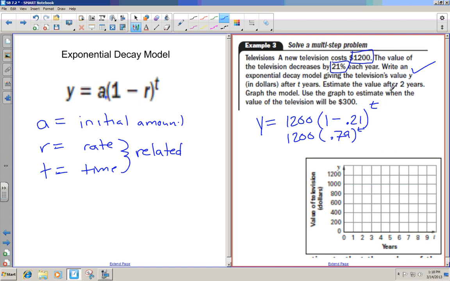Estimate the value after 2 years. 2 years is time, percent per each year. So those are related. So now simply put a 2 in for the equation. 1200, 0.79 to the second power. All right, you're going to plug that into your calculator and find out that after only 2 years, the thing has gone from $1,200 to $748.92. That is a huge depreciation.